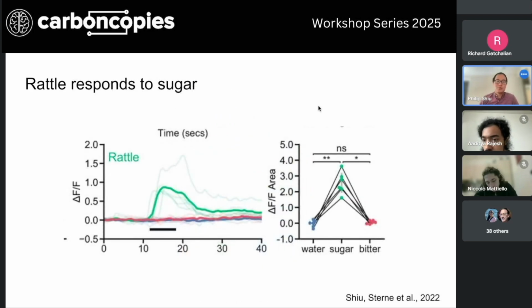So, does Rattle actually respond to sugar? Here, I'm showing you calcium imaging data where we presented the fly with sugar and measured the activity of Rattle in response to either water, sugar, or bitter compounds. And in fact, when we present sugar to the proboscis of a fly that expresses the calcium indicator GCaMP in Rattle, then we see that this particular neuron does in fact respond to sugar.